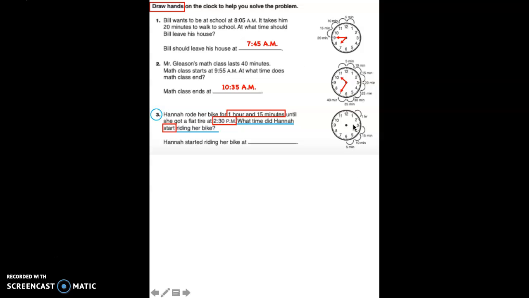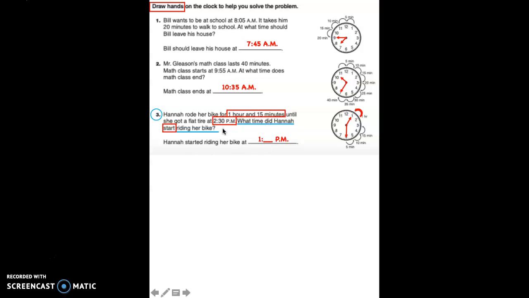So I'm going to start on my clock by drawing the hands for 2:30. I started with the hour hand pointing toward the 2 and the minute hand pointing toward the 6. Because I know 30 minutes past is 5, 10, 15, 20, 25, 30. It gives me the 6. Since Hannah rode her bike 1 hour, I know I'm going to pass the 12 again. So I'm going to go back 1 hour from 2 to 1. So I can write my 1 for my hour.